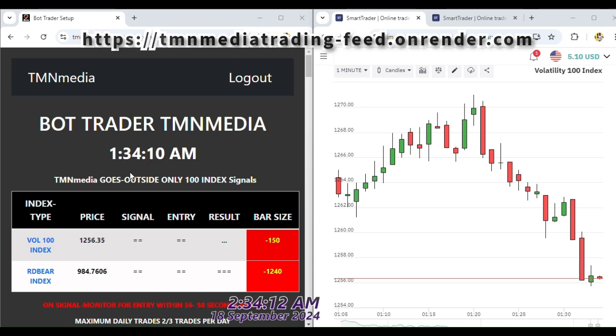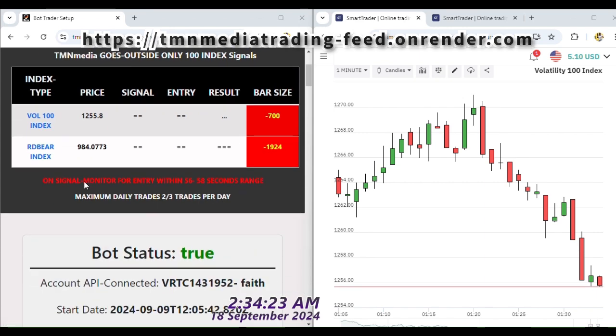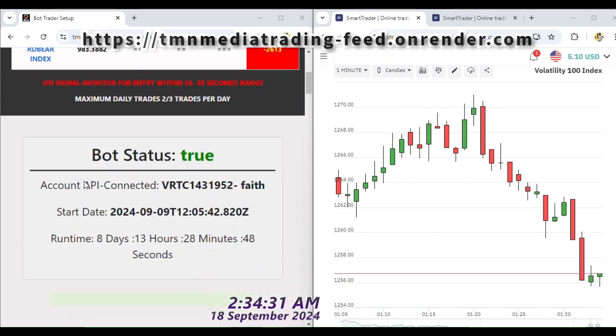Probably let me first show this first about the signal setup. Okay, this is for two indices, volatility 100 and RDBA index. We have some other signals on my main website, but this one I just want to show you.